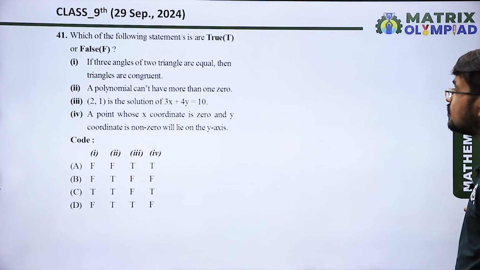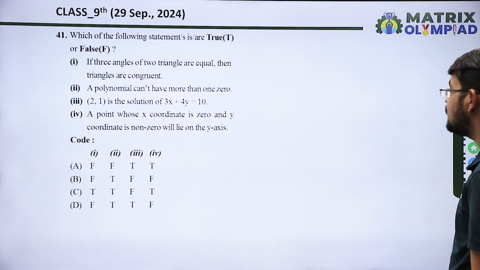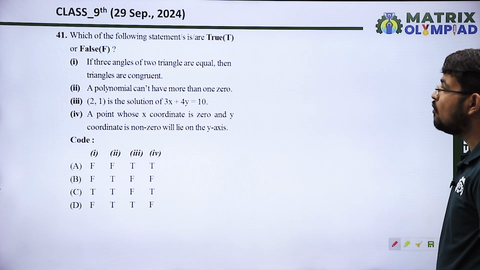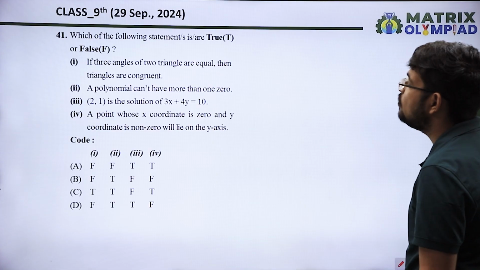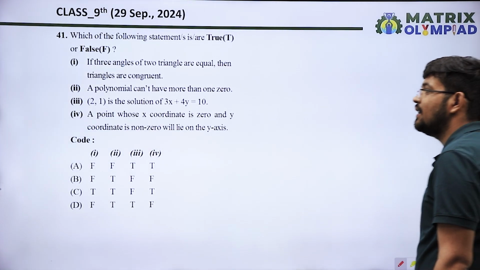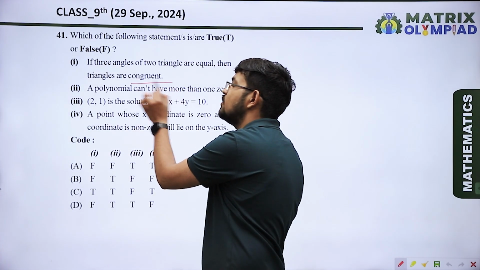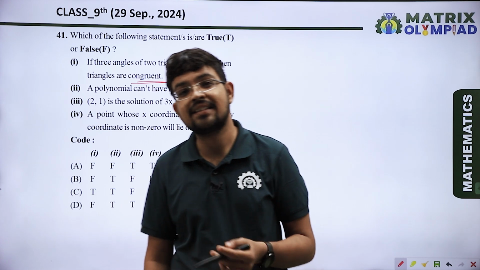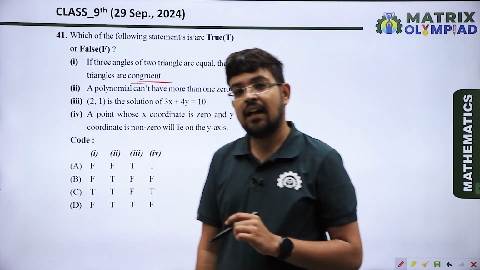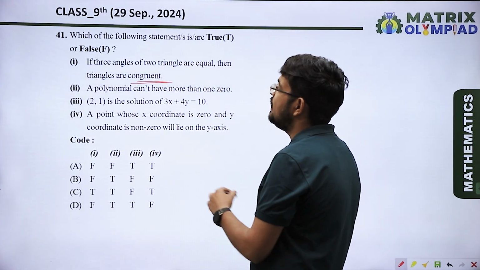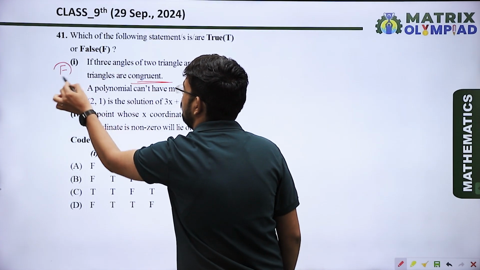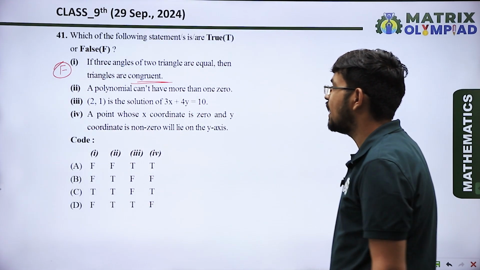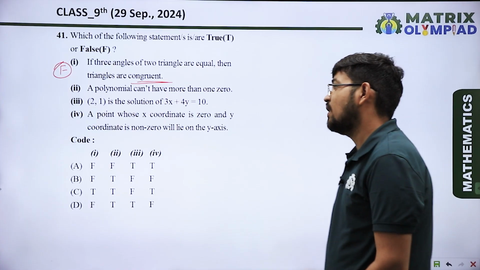Okay, next question, which of the following statements is true or false? If 3 angles of 2 triangles are equal, then the triangles are congruent. No, it is not necessary. At least one side should be equal, and the triangles may be similar if angles are equal but not congruent. So the first one is false. A polynomial cannot have more than one zero.